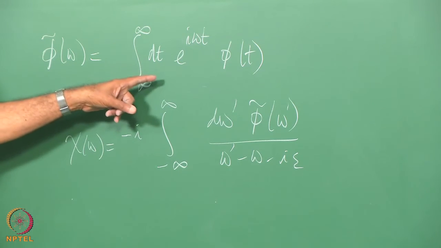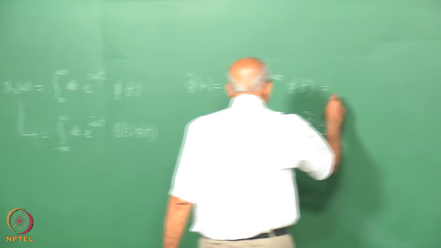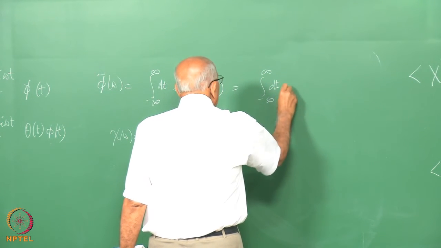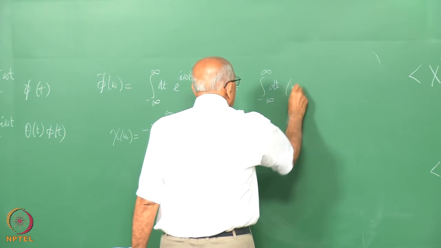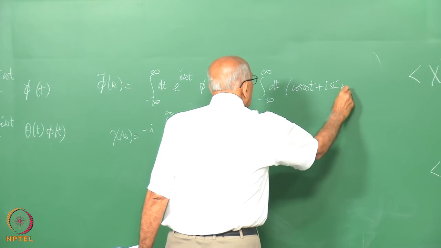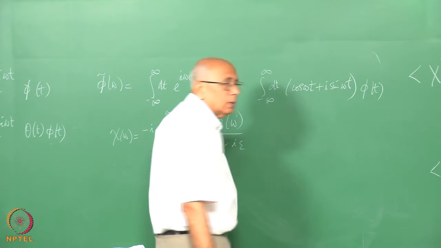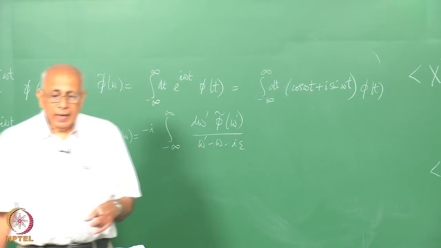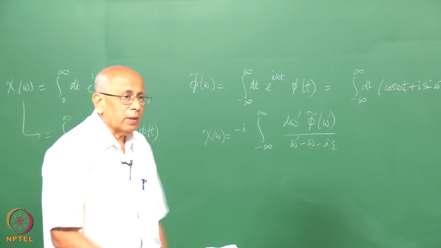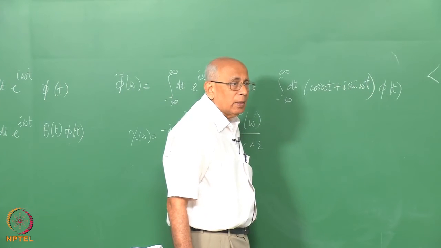Now look at this thing here, I can write it as cos plus I sine definitely. So this could definitely be written as integral minus infinity to infinity dt of cos omega t plus I sin omega t times phi of t. Okay. If phi of t has a definite parity, if it is an even or odd function of t, then one or the other of these two vanishes immediately.